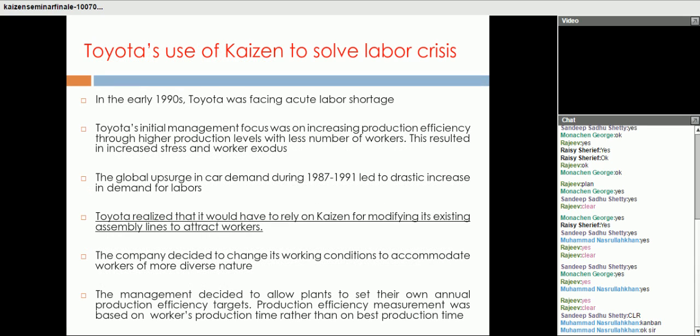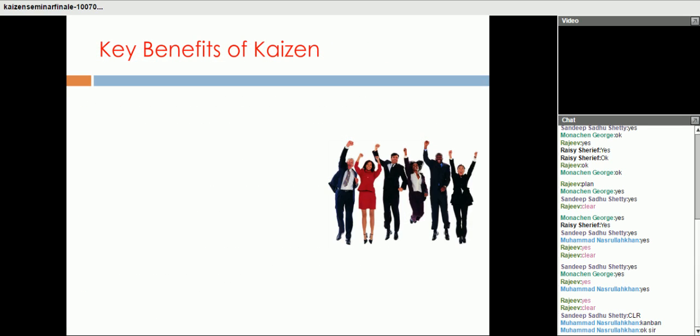Then we are not getting into that Toyota part because we have already run out of time. We are only seeing the important aspects of Kaizen.